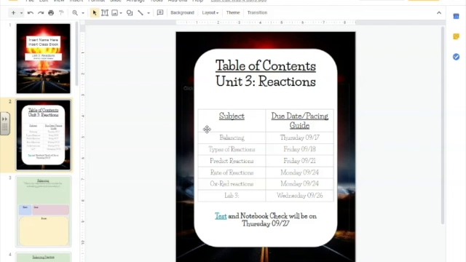So if you are not doing the ACT practice, which if you are virtual, you probably won't be, you could just use that day to help catch up. There will still be a daily question, so you will still need to do that. And then Wednesday will be the third lab. So the test and the notebook check for this unit will be on Thursday the 27th.